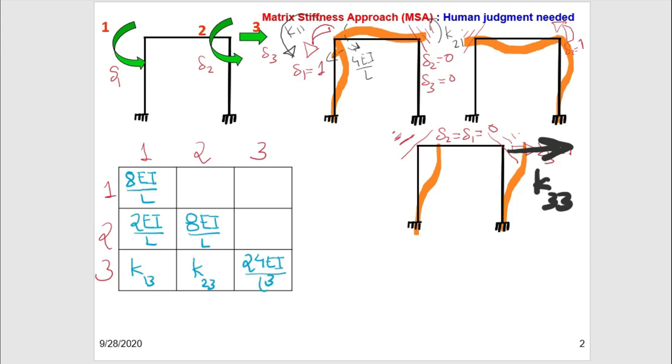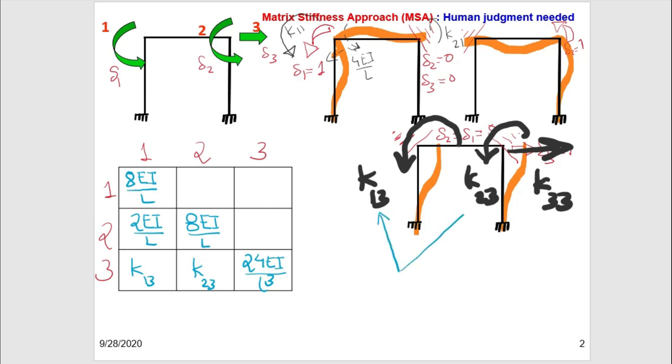Our job is not finished yet. We still have to compute K13 and K23, which by definition are the forces along the first and second degrees of freedom when we have applied unit displacement along the third. So these moments we can identify as K13 and K23, and by the basic slope deflection formulations, each of these shall be equal to 6 EI by L square, which we are very much familiar with.